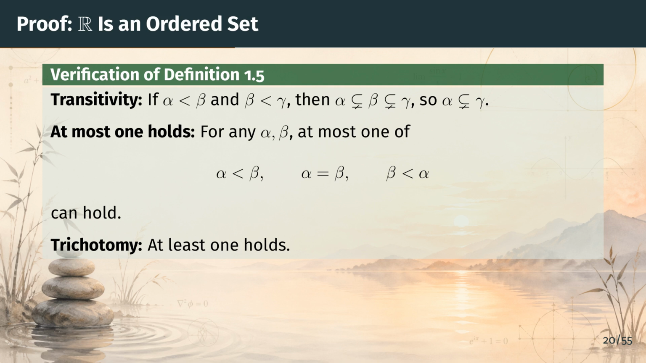Trichotomy is where we have to do actual work. The claim is that any two cuts are always comparable. Pause to appreciate how surprising this is. Arbitrary subsets of the rationals are almost never comparable by inclusion, but our cuts always are. Something special about the axioms is doing the job.